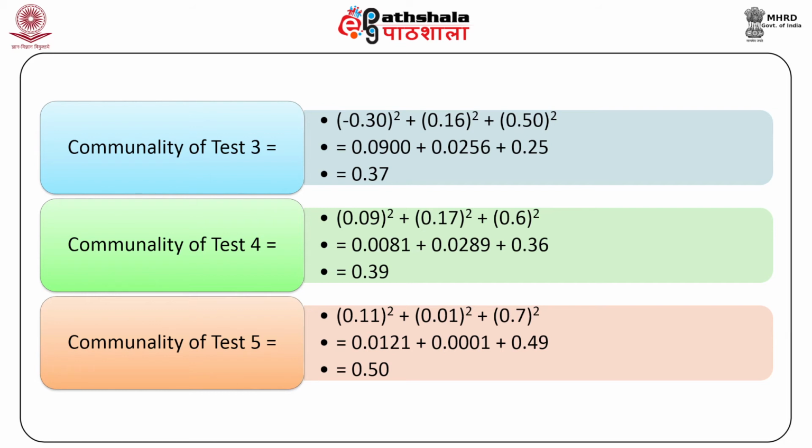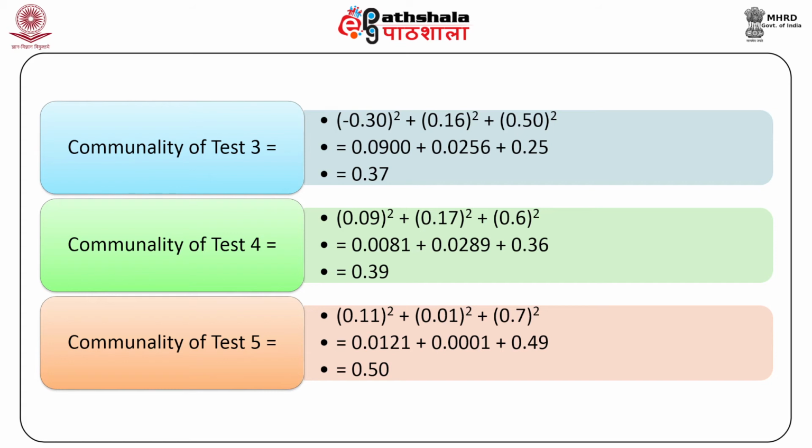Communality of test 4 is equal to 0.09 square plus 0.17 square plus 0.6 square, which is equal to 0.081 plus 0.0289 plus 0.36, which is equal to 0.39.